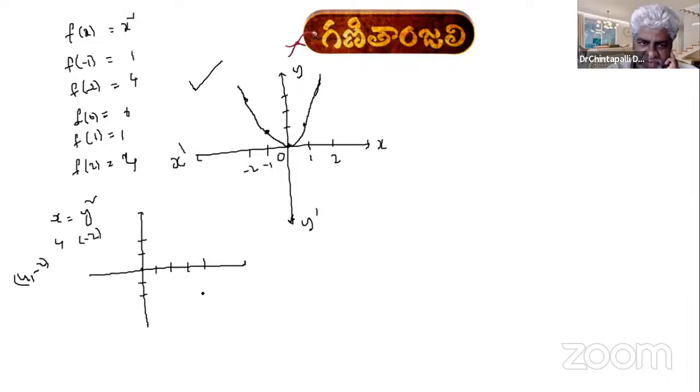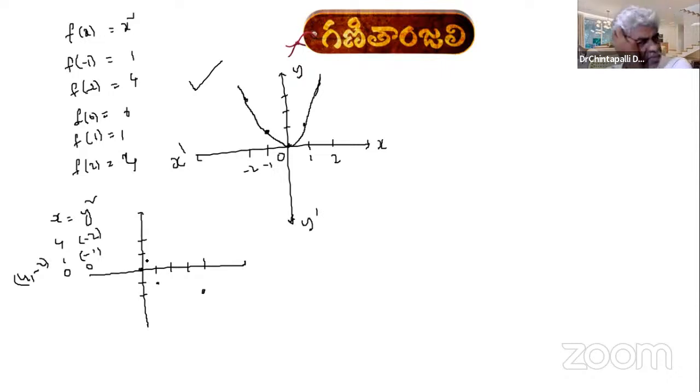x is 4, y is -2, right? Yes. If y is equal to -1, x is equal to 1. If y is equal to 0, x equals 0.